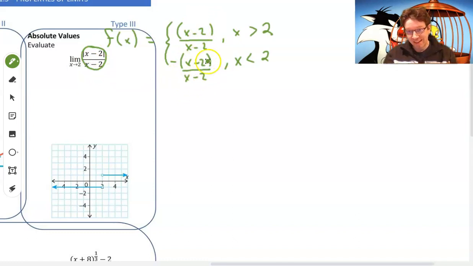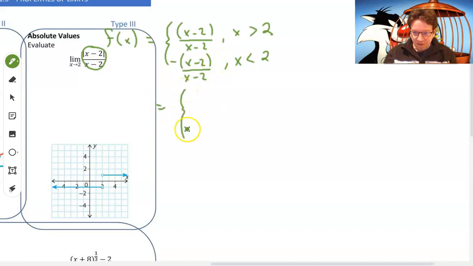So I changed this absolute value into two possibilities. If this bracket is going to be negative because x is less than 2, I throw a negative out front there to fix it, because that's what the absolute value would do. It would fix it so it's positive. However, if x is greater than 2, I don't have to worry about that because that bracket's going to be positive anyways.